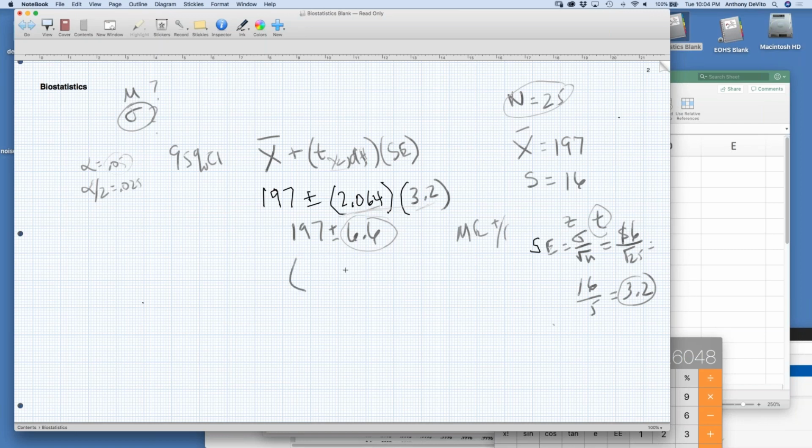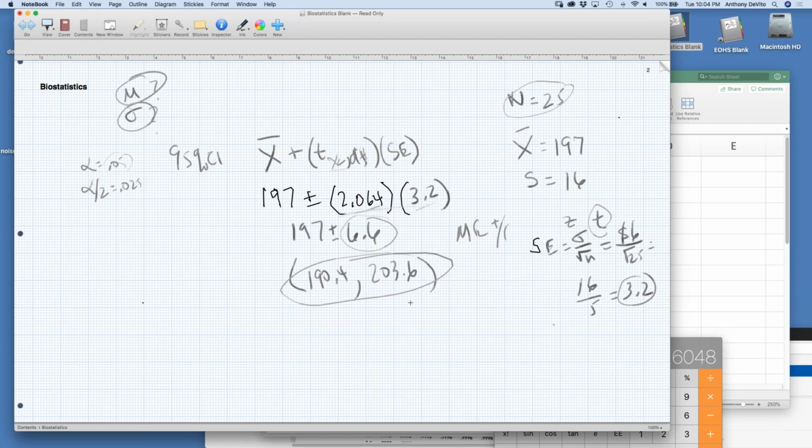So our confidence interval now is going to be 203.6, and going the other direction, 6 less is going to be 190.4. And that's going to be our 95% confidence interval for this sample that we have. We're 95% sure the true mean is between these two values.